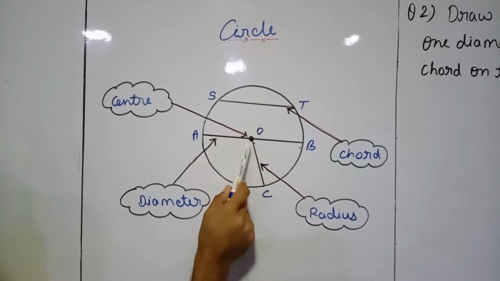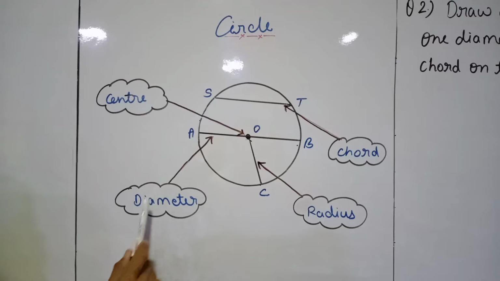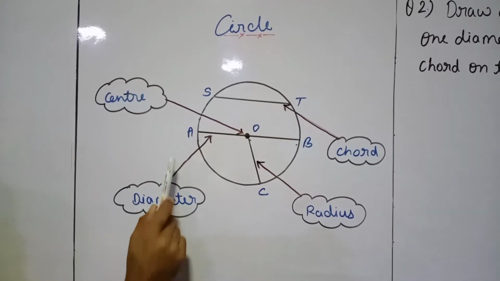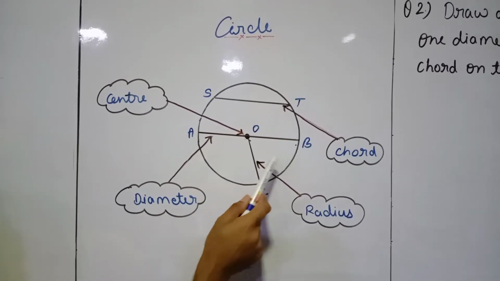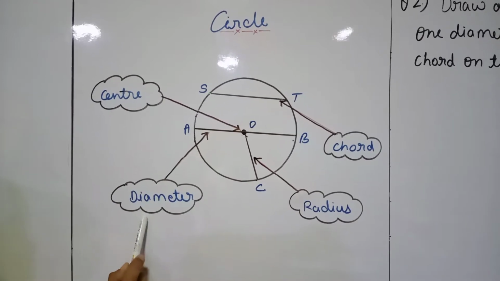And if a chord is passing through the center, that is also called diameter. A line segment joining 2 points on the circle and passing through the center, that is called diameter.